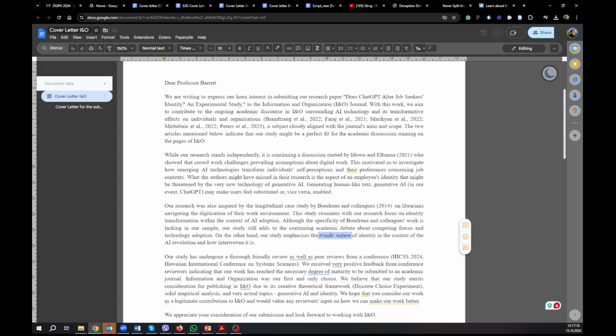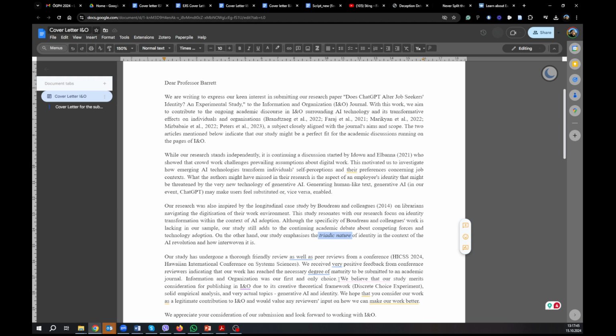Then it is very important that you write that your study is mature. You write: our study has undergone friendly review as well as peer review from a conference. And I named the conference, just in case people don't know what it is. We received very positive feedback from conference reviewers, indicating that our work has reached the necessary degree of maturity to be submitted to an academic journal. Information & Organization was our first and only choice. By the way, at the beginning that was indeed the case.